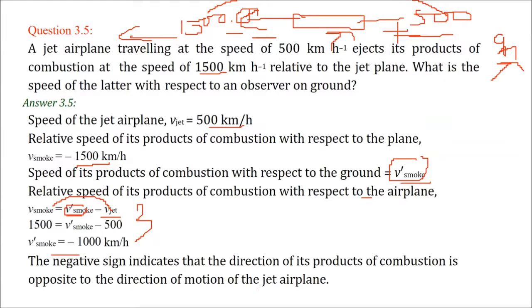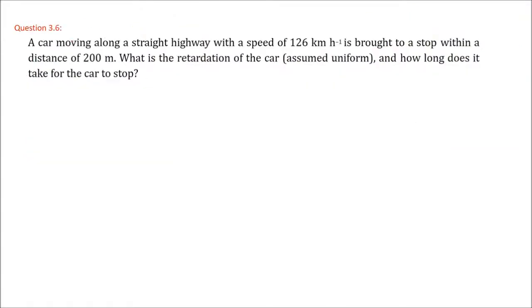A car moving along a straight highway with speed 126 km an hour is brought to a stop within a distance of 200 meters. So distance is given, the speed is given, and the car is coming to rest. So initial velocity is this, final velocity is 0. What is the retardation? We have to find A, that is deceleration. How long does it take for the car to stop? So we'll simply use the formula.